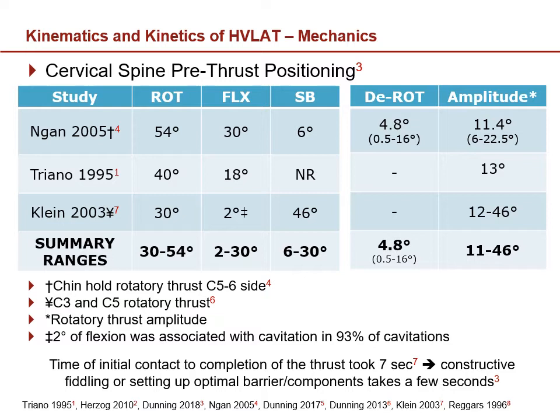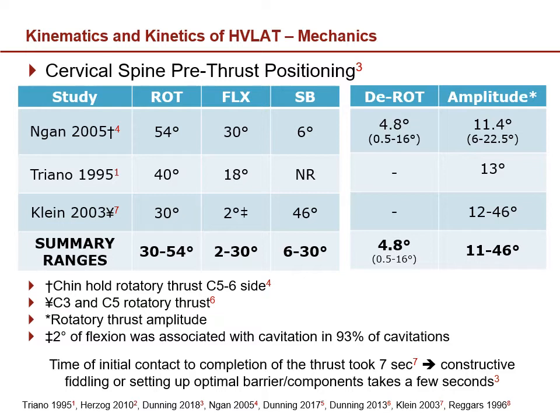The amplitude. So the amplitude of the thrust and how much displacement there may be, depending on whether this be rotary, side bend, etc., can be between 11 and 46 degrees. I do want to state that you can see the asterisks next to amplitude, which denotes that all of these studies looked at rotary thrusts of the cervical spine. And so you can say that there would be between 11 and 46 degrees of rotary amplitude.